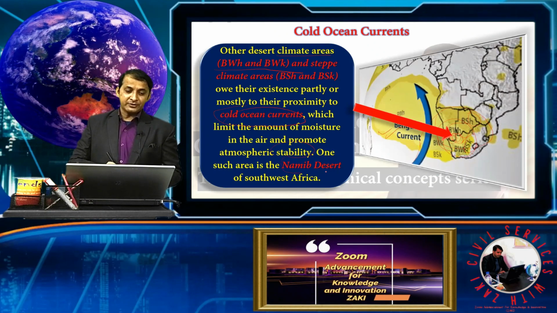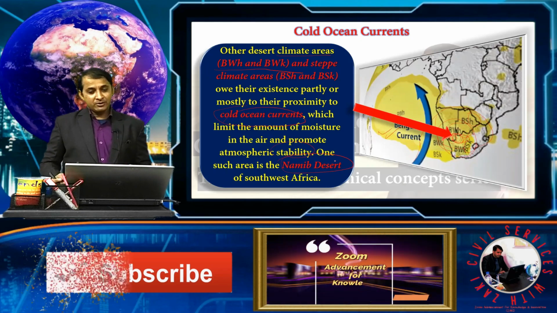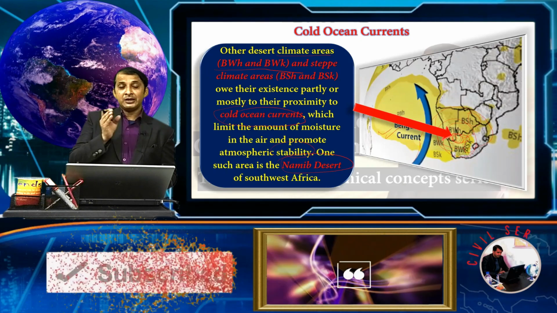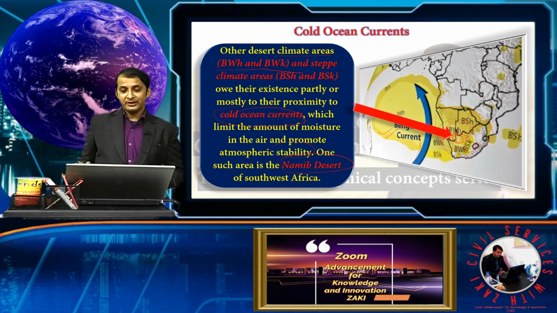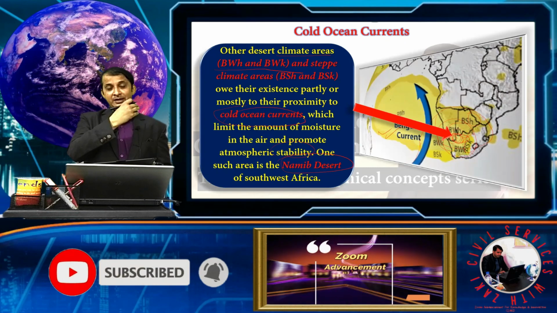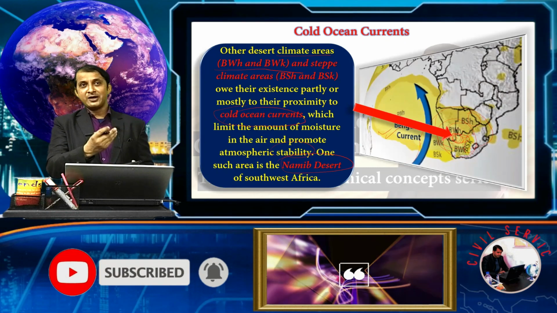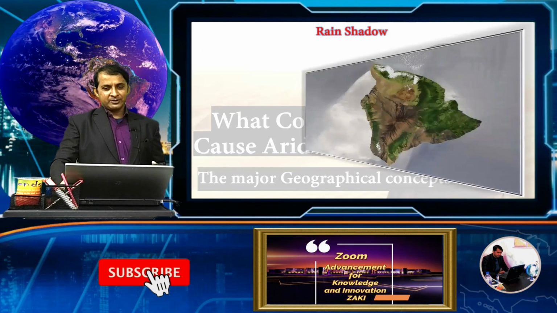One such desert is called the Namib desert. So here the Namib desert of southwest Africa is also formed due to the cold ocean current. Also, a cold ocean current forms near the Atacama desert in South America.